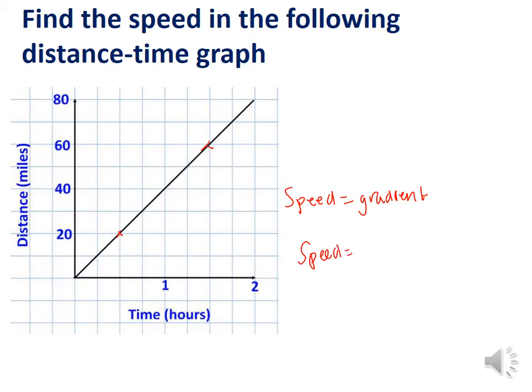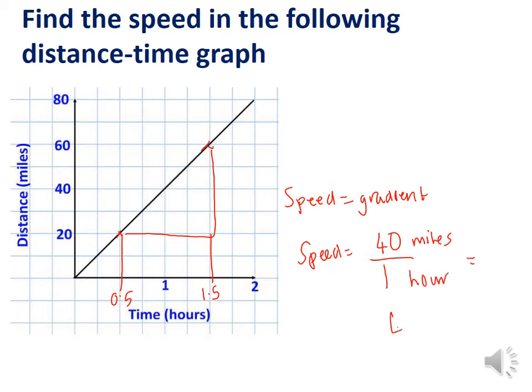So speed will be change in y over change in x. If you look in here, our change in y from 60 to 20 is 40. And our change in x, our timing, that is half an hour, and this is 1.5 hours. So the time is only 1 hour. So we got 40 miles over 1 hour, therefore the speed would be 40 miles per hour.